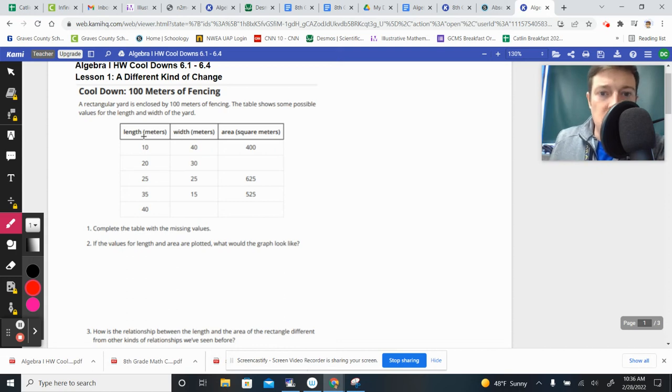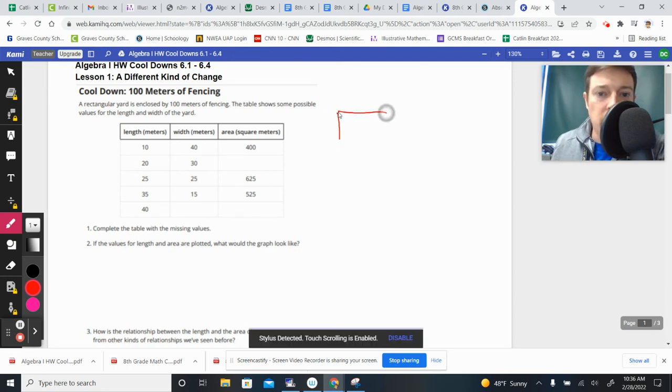And this first example that we've been looking at today is a situation where we have a certain amount of fence and we want to create different rectangles out of it and look at how the area is affected as we manipulate the length and the width of the rectangle. So, this particular yard, we have a rectangular shape, and it's given us a couple of examples that would work.